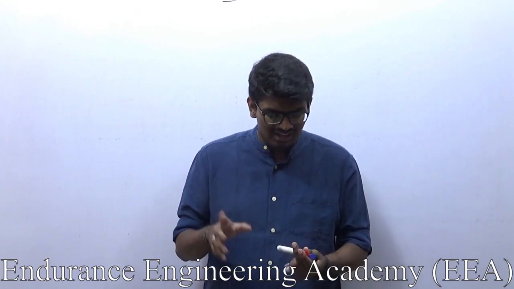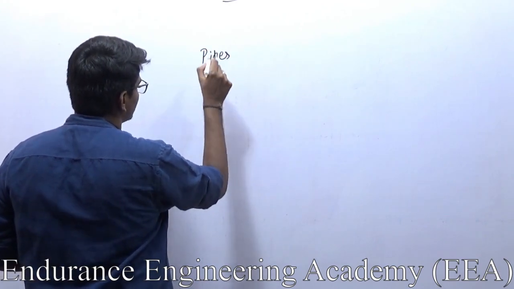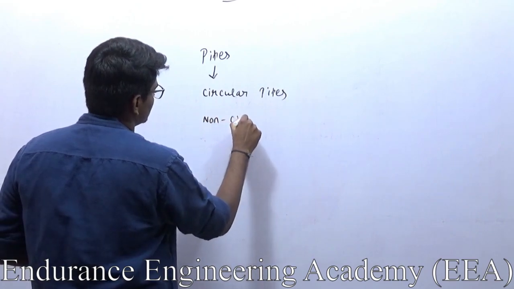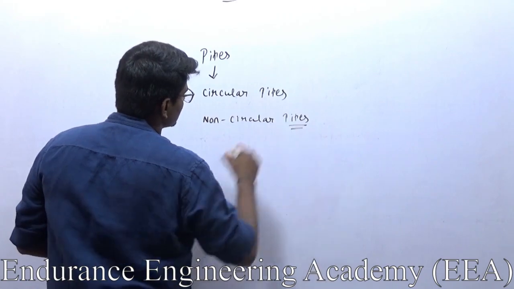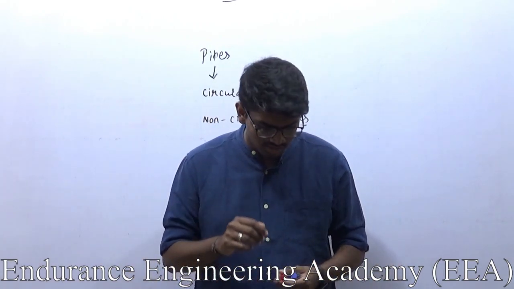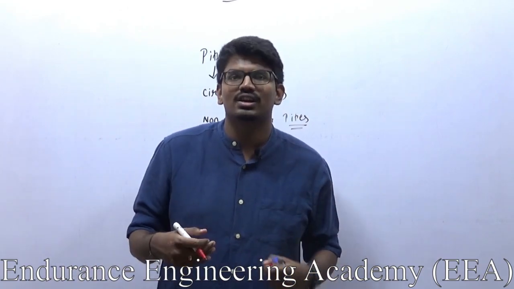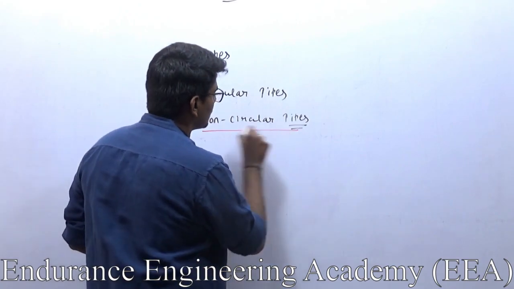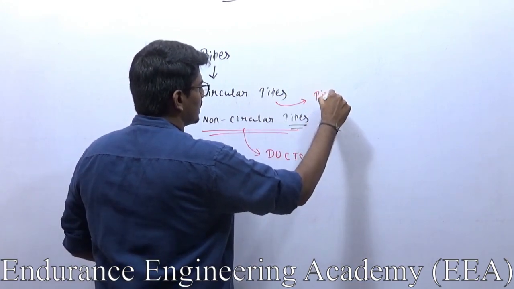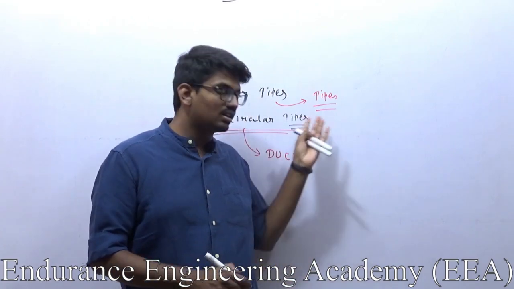Pipe, you might be confused why I keep saying pipe again and again, because there are two different types of pipes. I can classify pipes into circular pipes and non-circular pipes. Circular pipes mean exactly what you thought: the cross section of the pipe is a circle. If it is a non-circular pipe, the cross section is something other than a circle, for example a rectangle or a triangle. Non-circular pipes are called ducts, and circular pipes are specifically called just pipes. To avoid confusion, I will say circular pipes and rectangular ducts. Ducts are nothing but non-circular, pipes are nothing but circular.